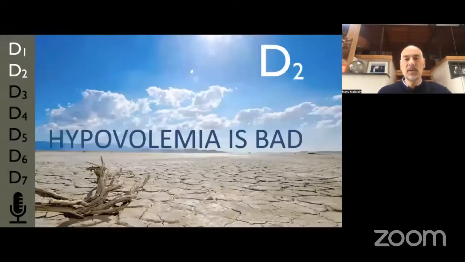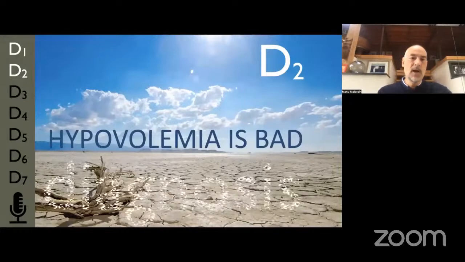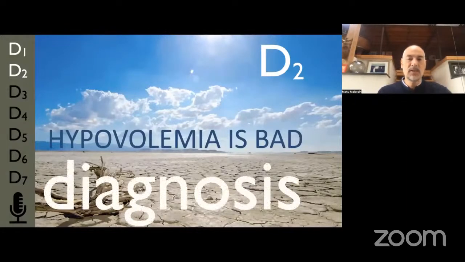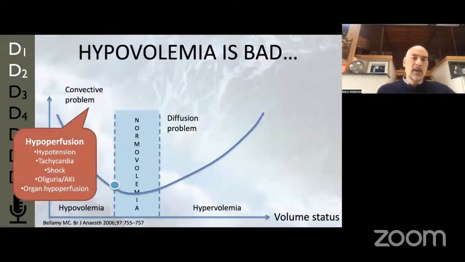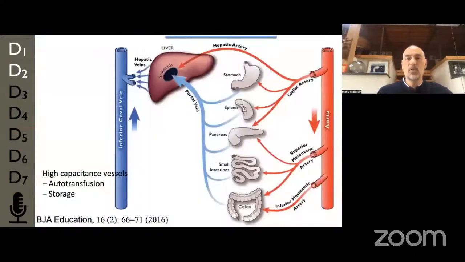Fluid status is important. As we know, hypervolemia is bad, so we need to make a correct diagnosis. Hypovolemia is bad because there is hypoperfusion to the tissues. This can lead to organ failure and dysfunction. So how to achieve normal volemia?